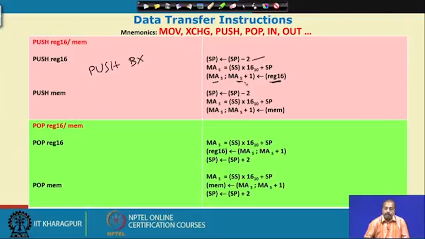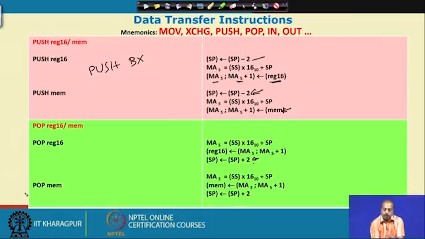And similarly we can also have push memory. Here also the stack pointer is decremented by 2, then the memory address is formed, and then the 2 bytes starting at this memory location will be pushed into the stack. And we have just the reverse of push, the pop instruction. Here the only difference is that the stack pointer is incremented by 2 after getting the content from the stack. So the register 16 content will come from these two locations in the stack, and then the stack pointer will be incremented by 2.